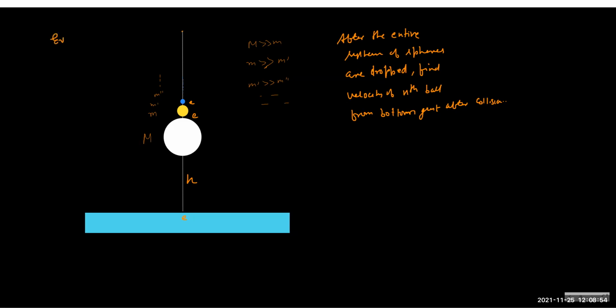Am I audible, guys? So tell me, what is the speed with which the white ball will hit the surface? If something will free fall from height h, what will be the speed? Root 2gh. So say it fully. So root 2gh is the speed with which you hit the surface. Then what is the speed with which you bounce back? Tell me, with what speed will the first sphere bounce back?